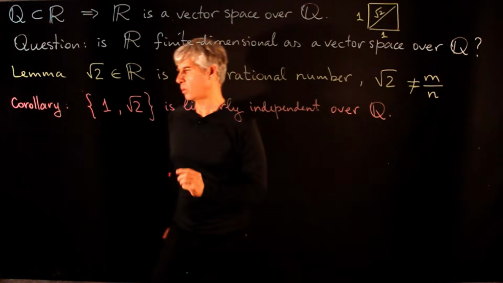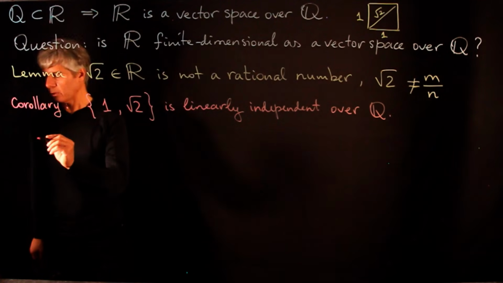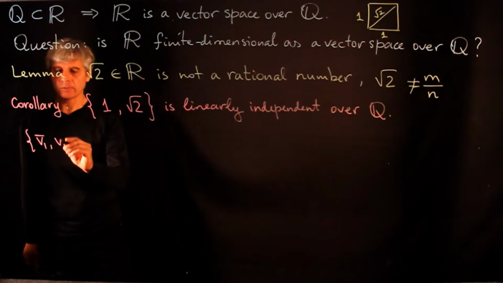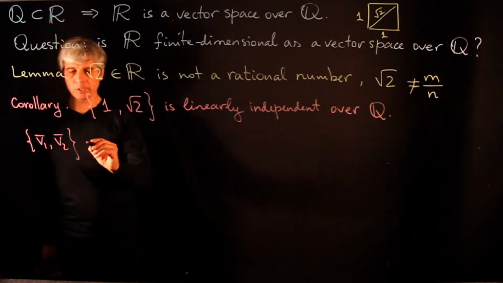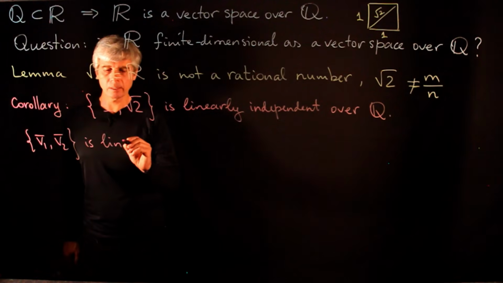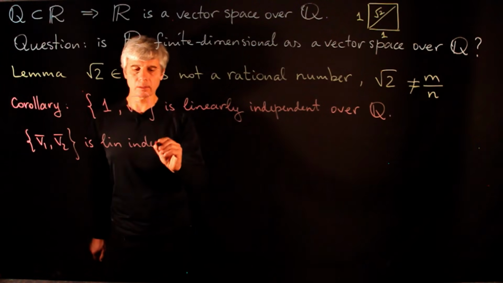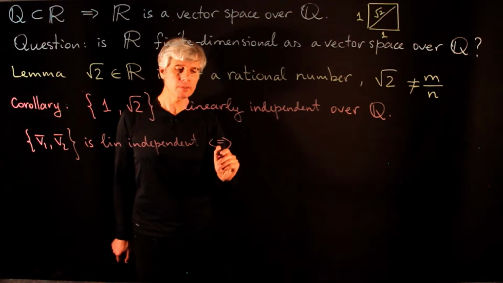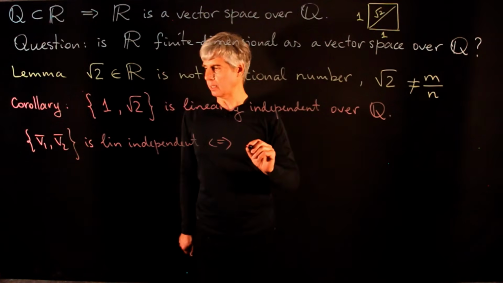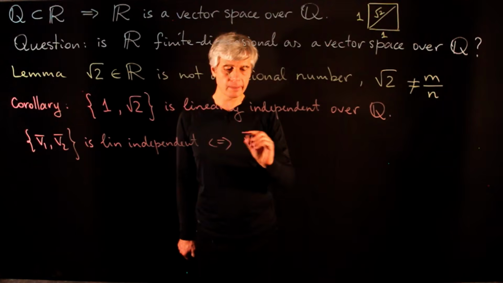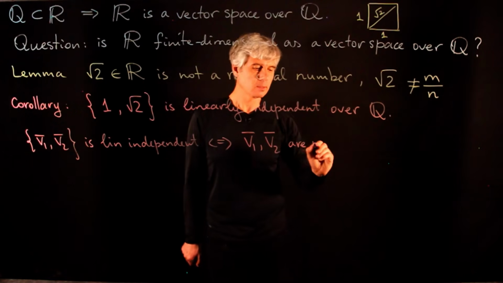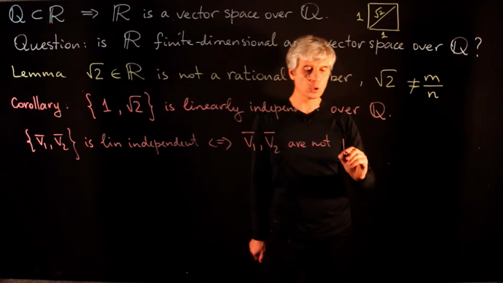Now, let's recall, when two vectors are linearly independent: if we have v1 and v2, this set is linearly independent if and only if v1 and v2 are not proportional.